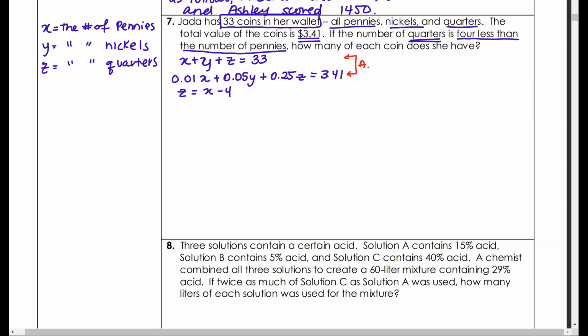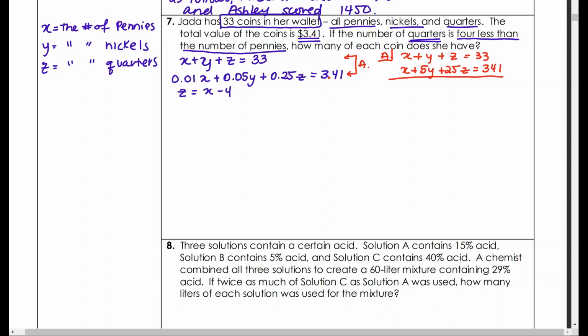And so when I multiply that by 100, I have x plus y plus z equals 33. And then I have x plus 5y plus 25z equals 341. Oh, that decimal kind of got lost. There we go. So remember, even though it's pretty nice and easy to get rid of that x, we need to keep that x. We need to get rid of the y value, because our last equation doesn't have a y.